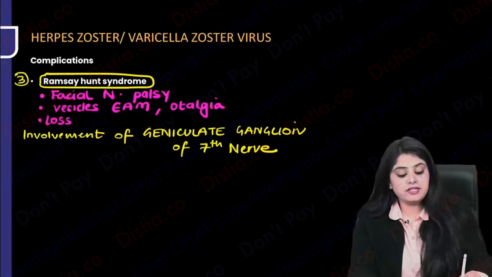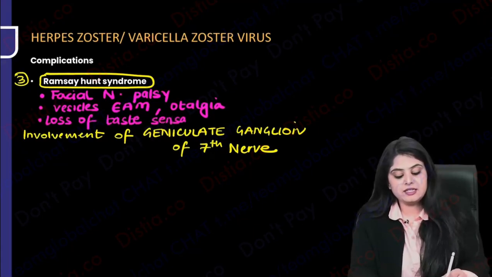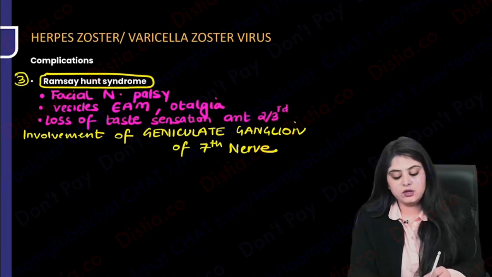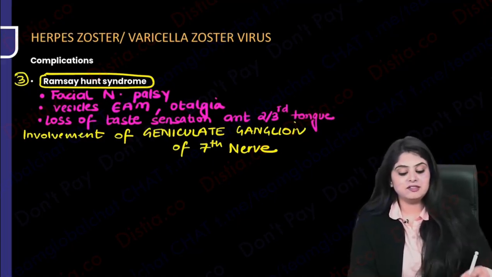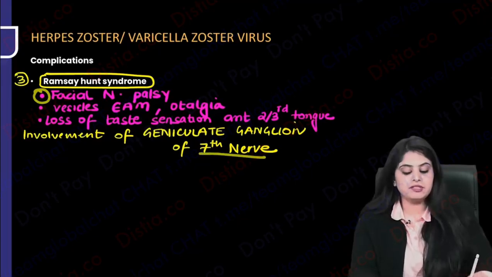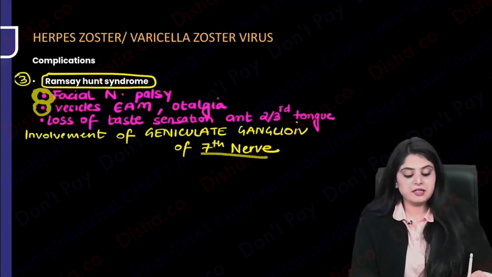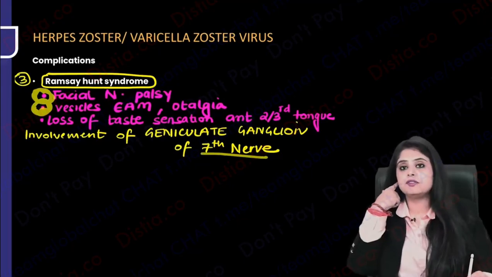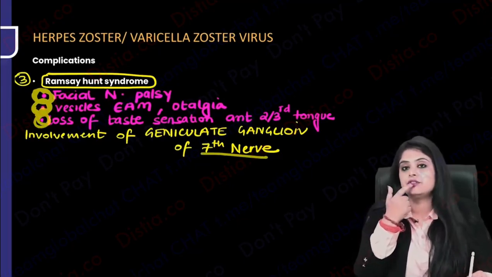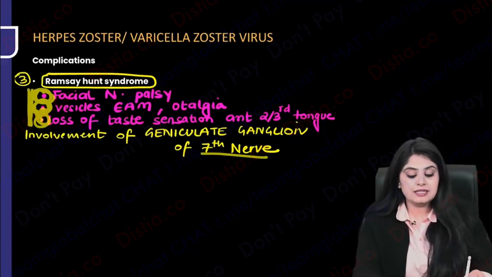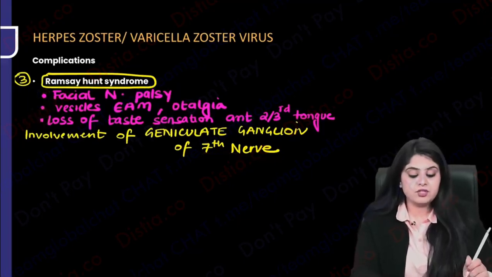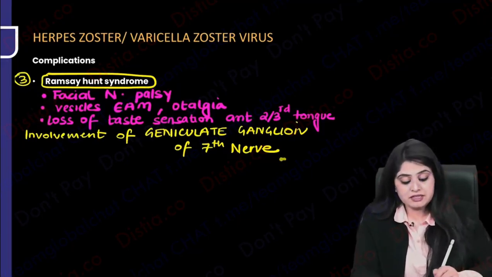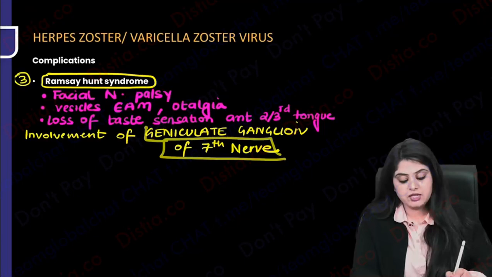There is a loss of taste sensation in the anterior 2/3 of the tongue. So repeating once again, there is facial nerve palsy, which obviously makes sense. There are vesicles present in the external auditory meatus with ear pain, otalgia, and there is loss of taste in the anterior 2/3 of the tongue. That is the Ramsay-Hunt syndrome, which you have to know, involving the 7th nerve geniculate ganglion.